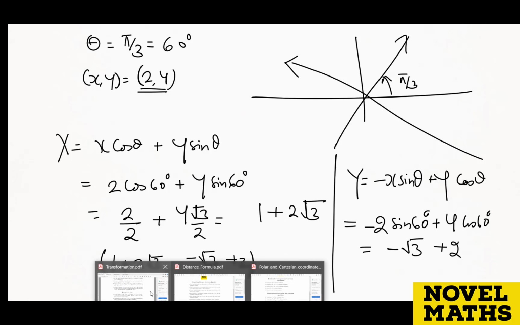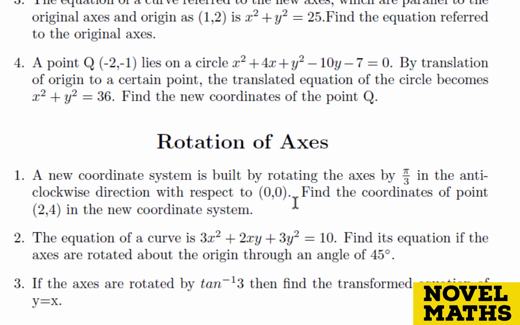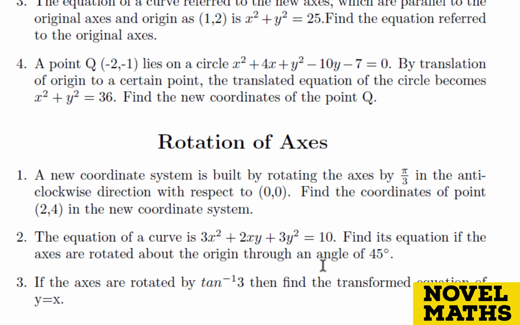Let's move to the next question. The first question was with respect to a point. Now the second question deals with one equation. The equation of a curve is 3x square plus 2xy plus 3y square equals 10. Find its equation if the axes are rotated about the origin through an angle of 45 degrees.